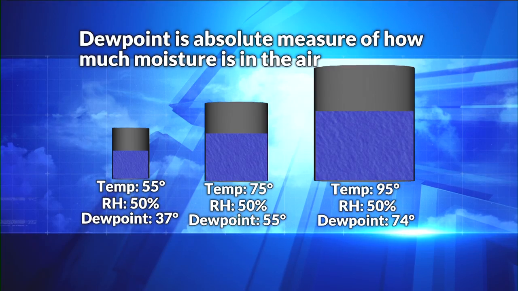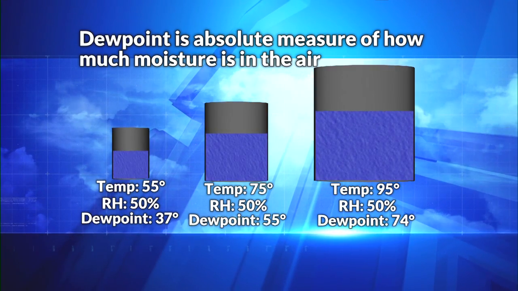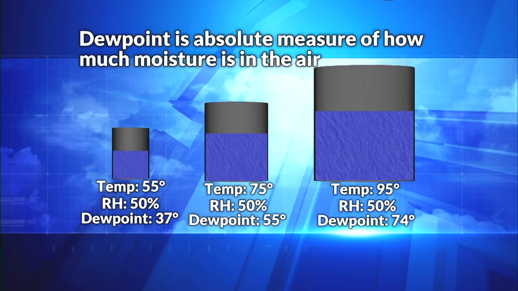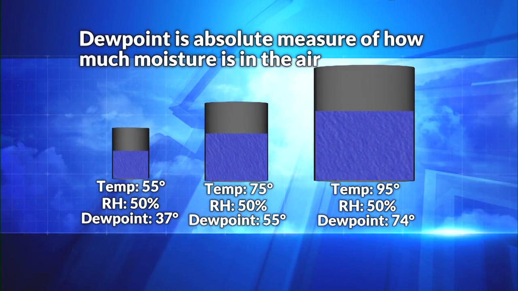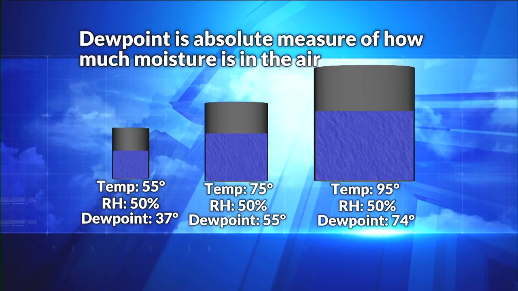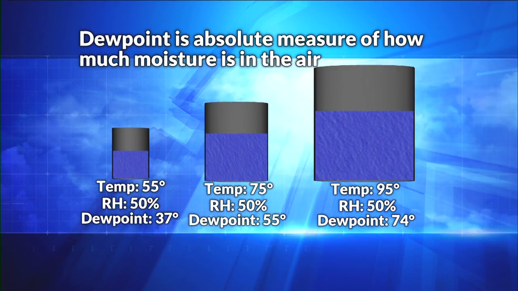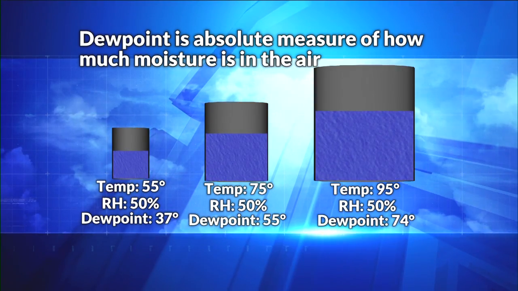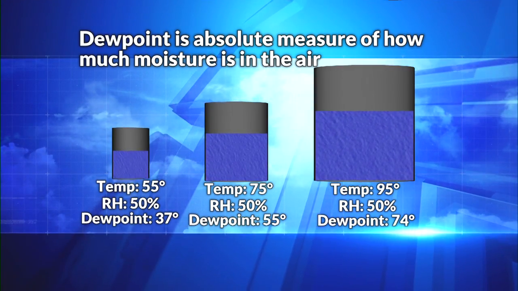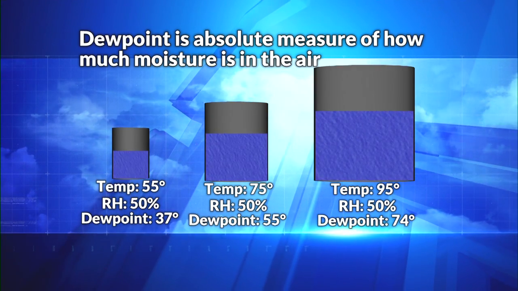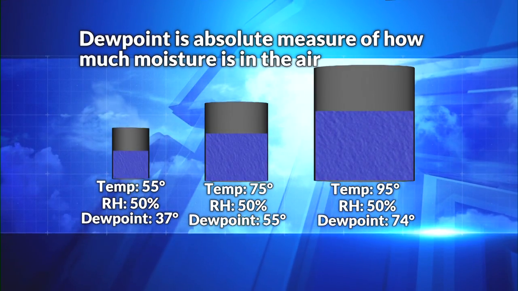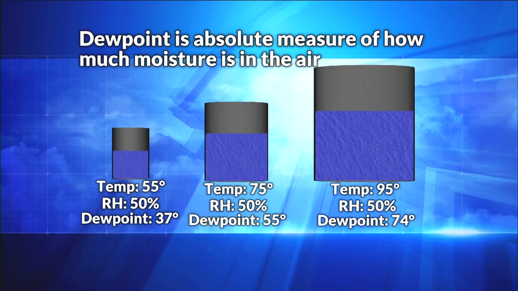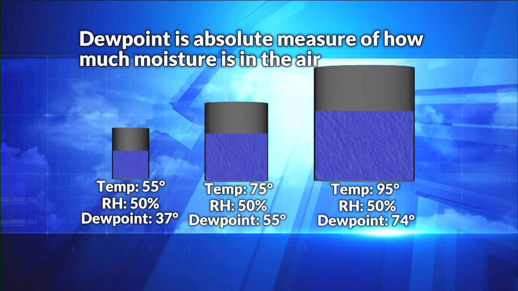And again, let's ratchet up here, to use Craig's term. Now we'll go to the 95-degree one. The dew point is 74. So that has more water vapor than the other two because its dew point is higher, even though the relative humidity is the same for all 3. The bigger cylinder has more total water vapor, and we know that because the dew point is higher. So that's what we mean when we say dew point is the absolute measure of how much moisture is in the air. The higher the dew point, the more water vapor is in the air, period.